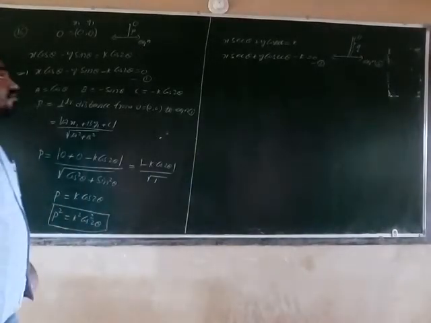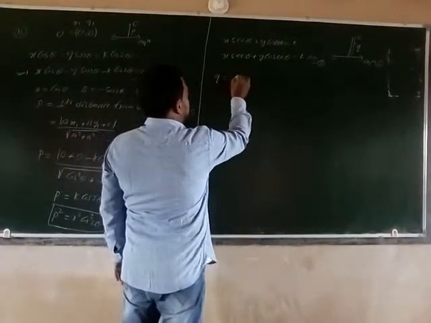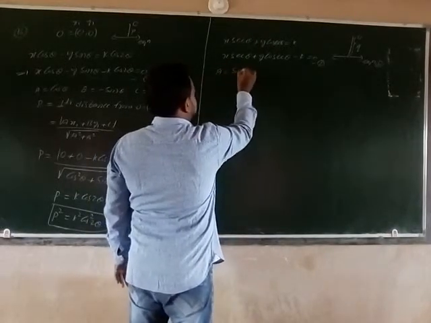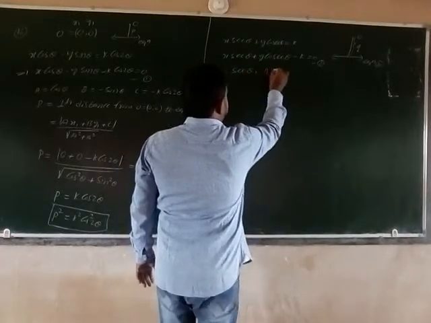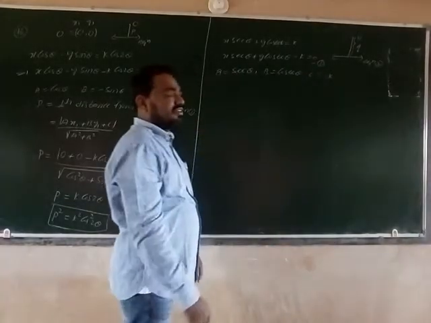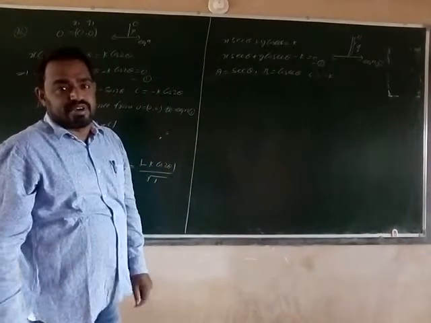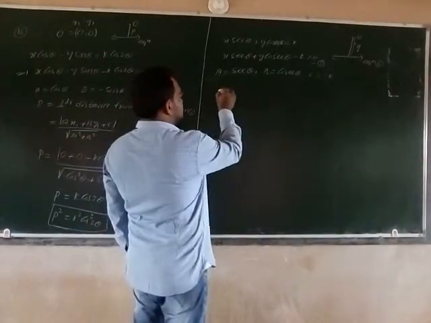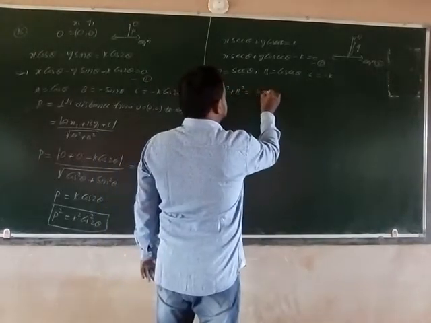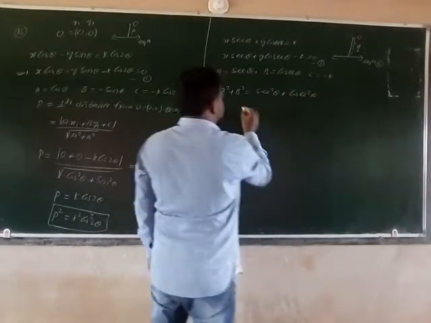Next, we need to find the q value. Q is the perpendicular distance from the origin to equation 2. Here a is secant theta, b is cosecant theta, and c is minus 1. Before that, I am finding the a square plus b square value. A square is secant square theta, and b square is cosecant square theta.